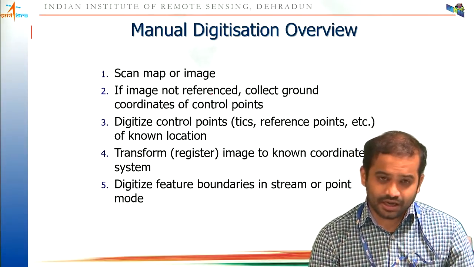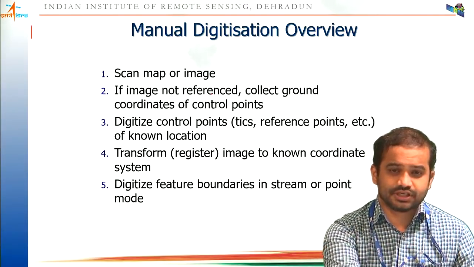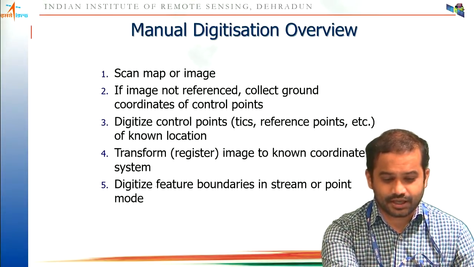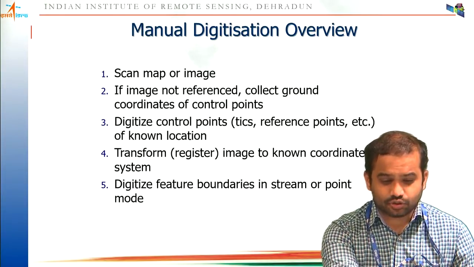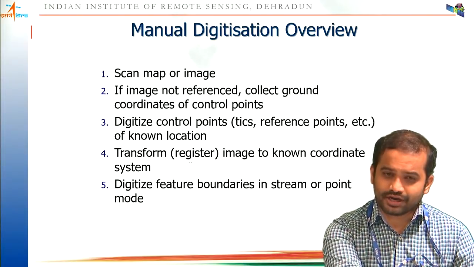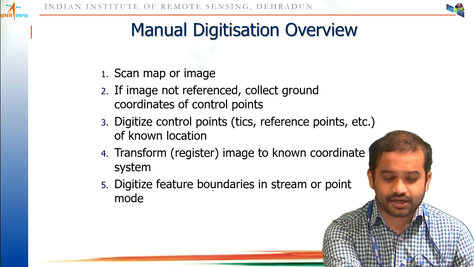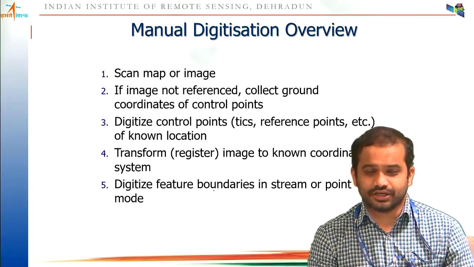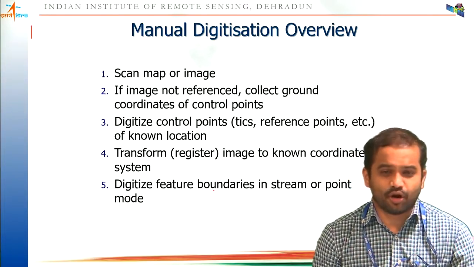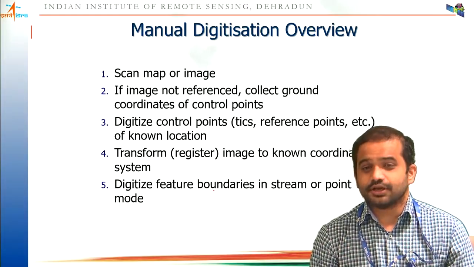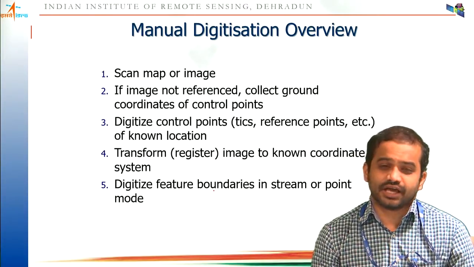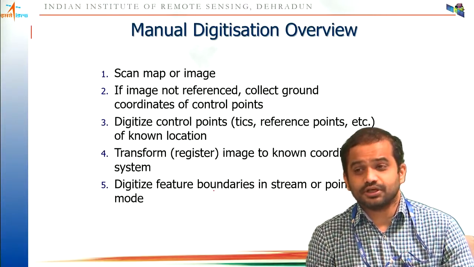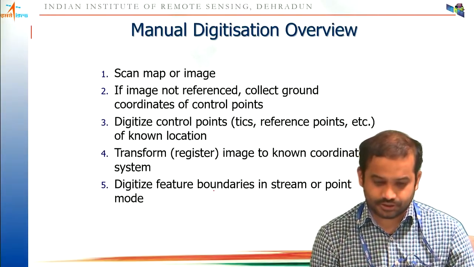Next, as we discussed, you digitize control points, then you transform the image into ground coordinates. Once you convert the image to a known coordinate system, which we call registering or georeferencing, you can digitize each feature's boundary. If you have a building, you can start making polygons along the boundaries of the building, if you can see it. If you want to digitize a lake, you can digitize along the lake. Again, while digitizing, most modern GIS software has two options: streaming mode or point mode, right?